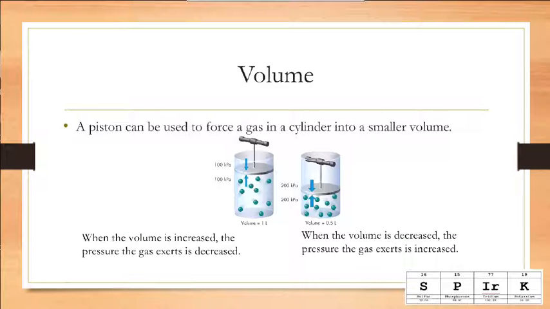A piston can be used to force a gas in a cylinder into a smaller volume. When the volume is increased, the pressure the gas exerts is decreased. And then on the right side, when the volume is decreased, the pressure the gas exerts is increased.